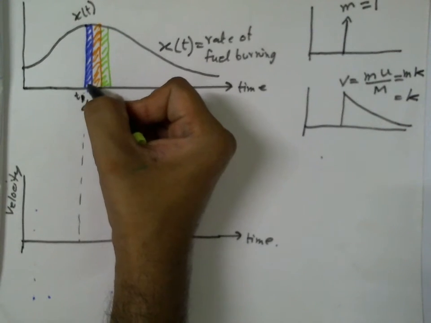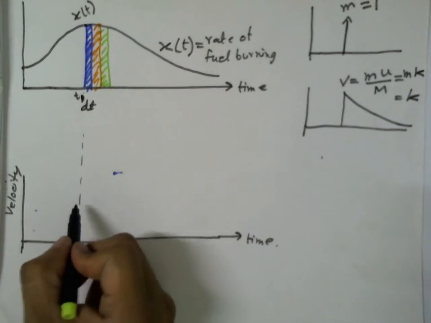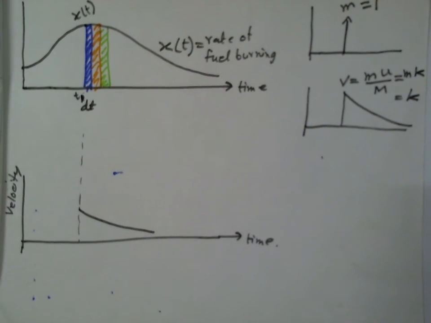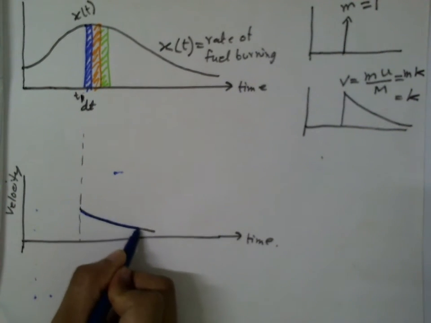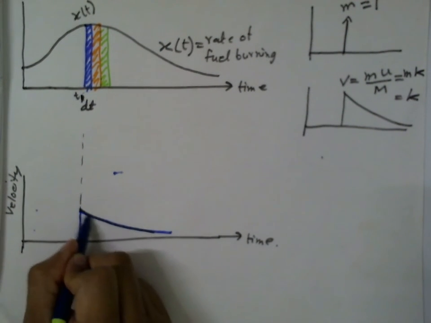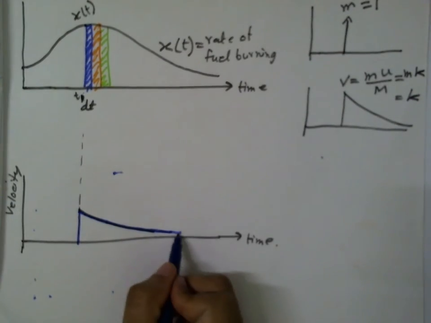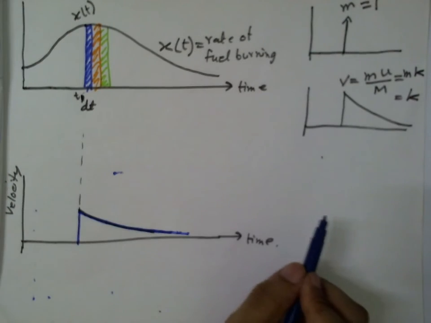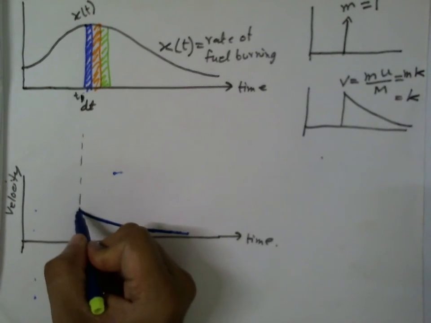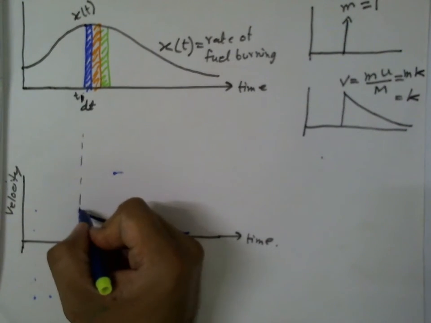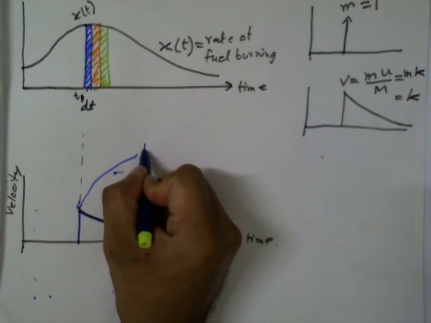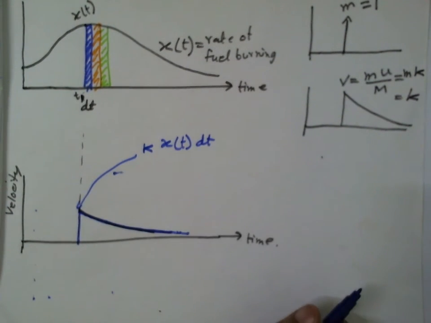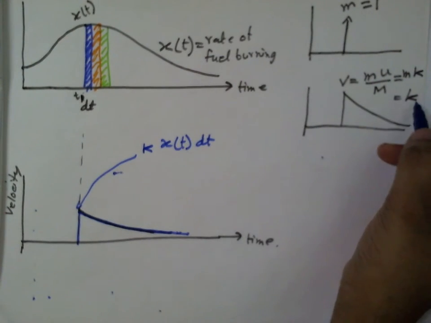Therefore the response to this excitation will be, let me draw it with blue color. This is the velocity response of the rocket for this amount of gas or fuel being burned, and this height will be equal to k times x(t) dt, right, where k is this.